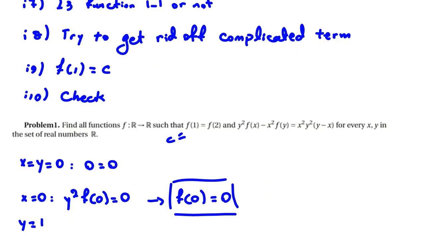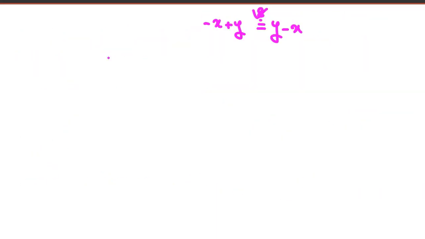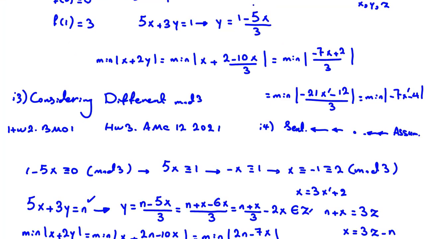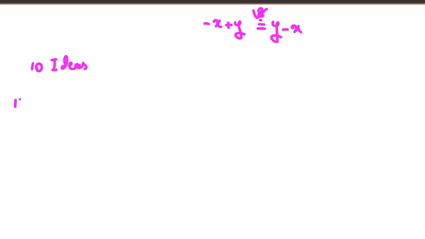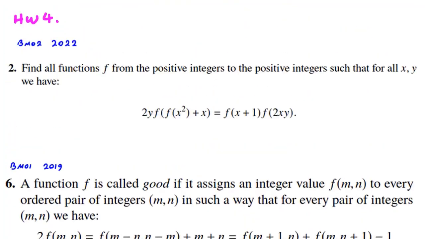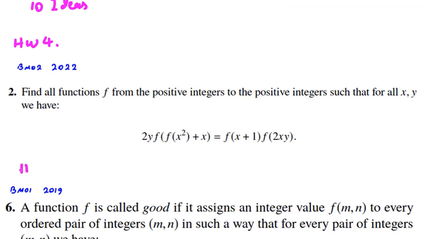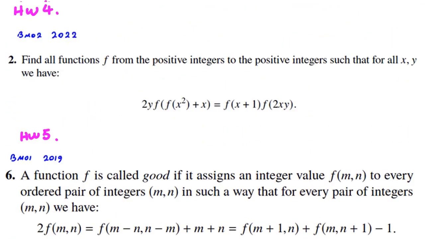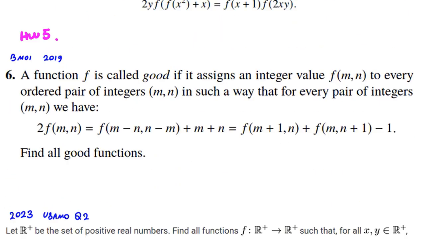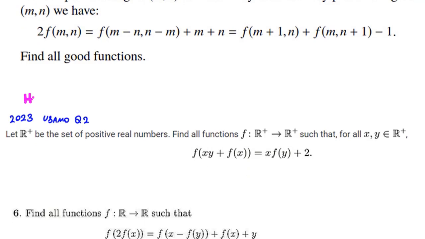Let me tell you some function problems. I told you 10 ideas. Let me check how many homeworks we had. Up to 3 homeworks. Let me write some function problems. Homework 4 is a BMO problem, British Mathematical Olympiad round 2. Homework 5 is British Mathematical Olympiad round 1 2019, it is for 2022. Homework 6 is for USAMO.